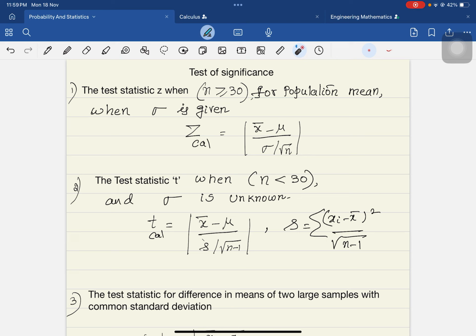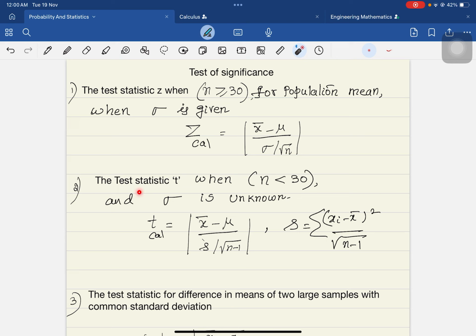That means for testing the population mean, when the sample size is greater than or equal to 30, and when sigma, that means the population standard deviation, is given, then we use the formula to find the z calculated value: the difference between the sample mean and the population mean, over the population standard deviation by square root of n. This gives you the z calculated value: x bar minus mu, the sample mean minus the population mean, over sigma by root n.